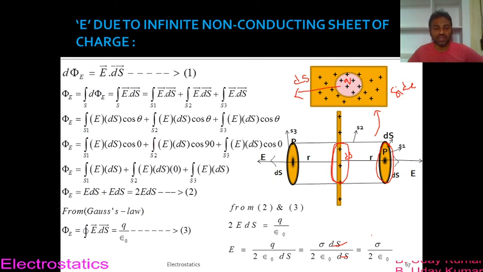So you have to understand that, and once it is clear, I hope it is not a difficult one, but you need to be a little careful while understanding the Gaussian cylinder, how it has to be, and what the directions of E and ds are at different points. That's it. And in our next topic, we will try to find the electric field intensity due to an infinite conducting sheet of charge, which is also an important one.